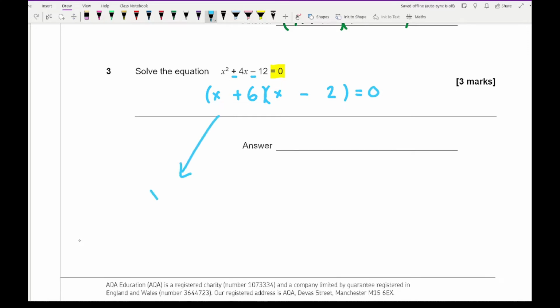To solve this, what you've got to do is make each bracket equal to 0 and solve it for x. So x equals minus 6, so that's one solution.